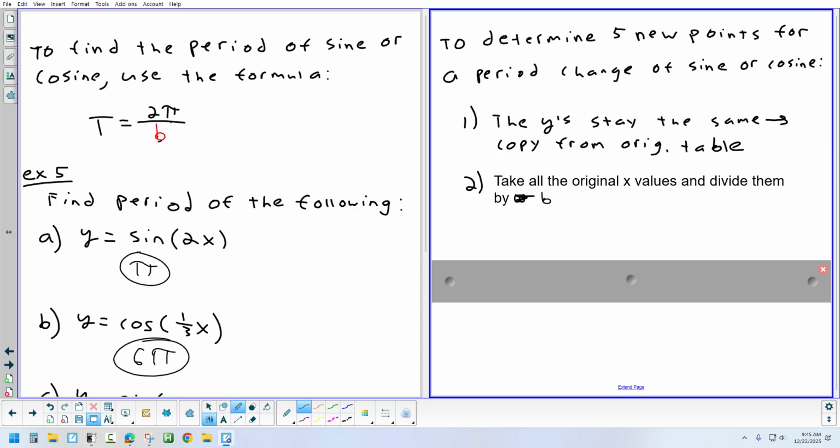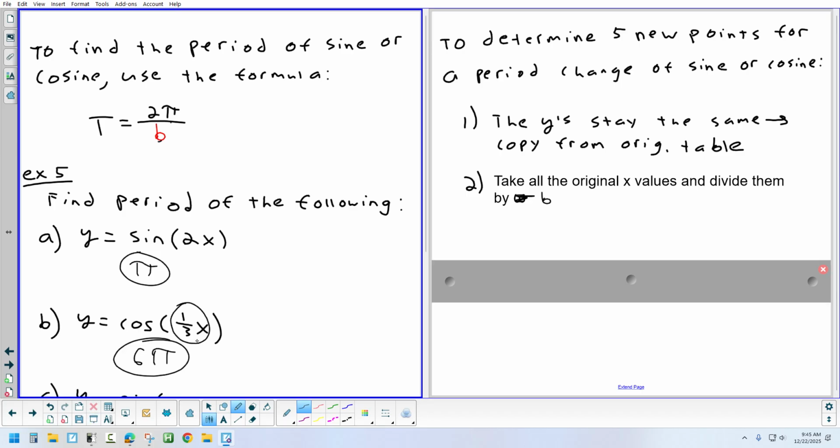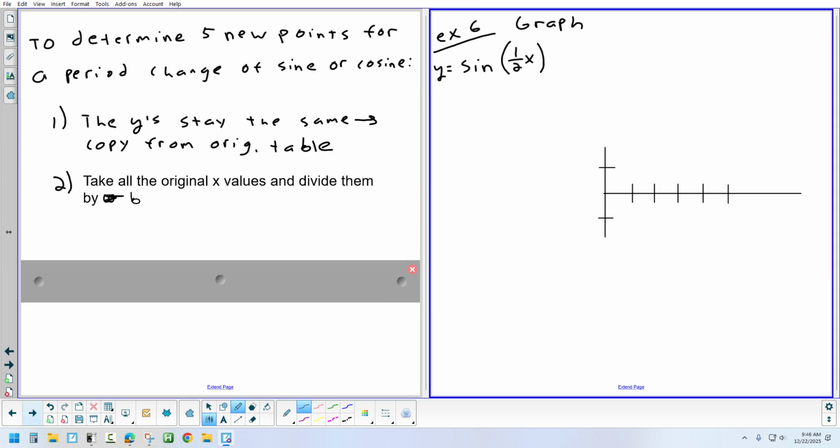And again, you might think, wait, are you multiplying by b? B's multiplied on the inside? Yes, but remember, it's the opposite. So if we divide by b, it'll automatically do what we need. All right, so let's try this one.